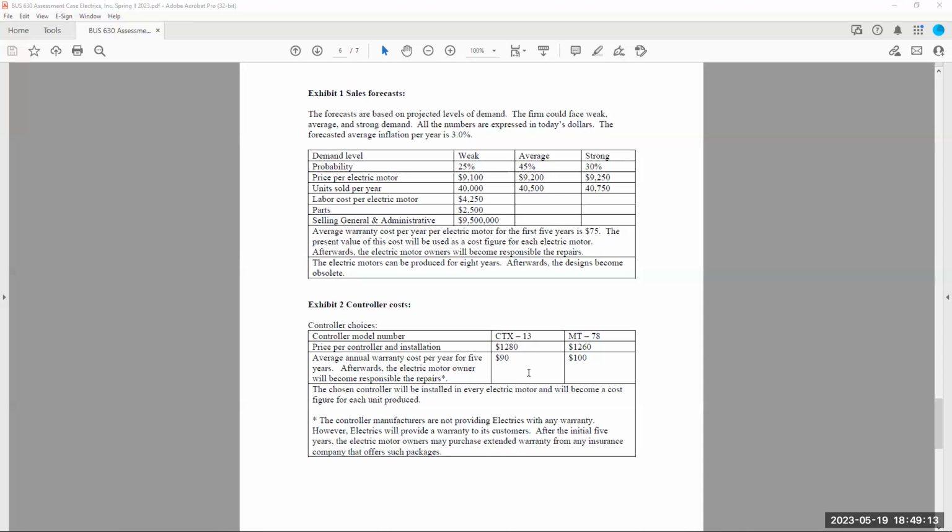You're going to have to calculate the sensitivity variable for the cost of the controller, which includes both the variable cost price for the controller and installation and the variable cost of the $90 over 5 years for the warranty. That's where it gets a little hairy and requires a little bit more thinking and analysis. So that's a heads up for that sensitivity calculation. It's the selling price per unit, and the second sensitivity variable in your analysis is the cost of the controller. There's no fixed cost like in case number 2.